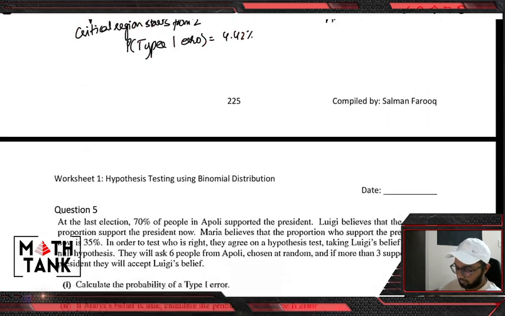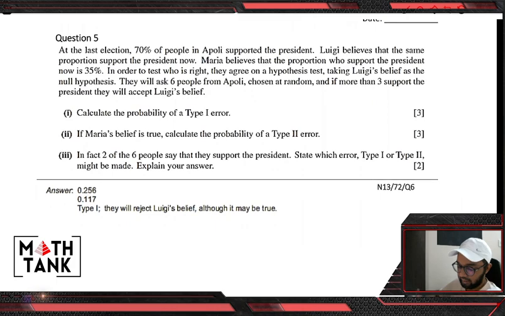Okay. Let's move on to question number 5. It says, at the last election, 70% of people in Appalachia supported the president. Luigi believes that the same proportion support the president now. Maria believes that the proportion who support the president now is 35%. So she is hypothesizing that it's decreased rapidly. So H naught is basically P is 0.7, and H1 should then be P is less than 0.7. That is Luigi, and that is Maria.